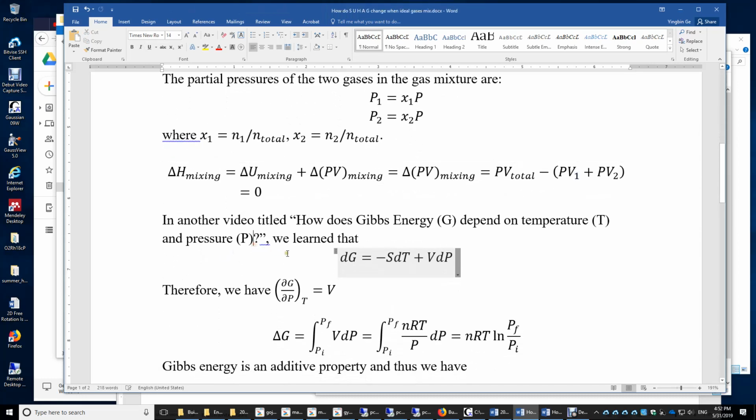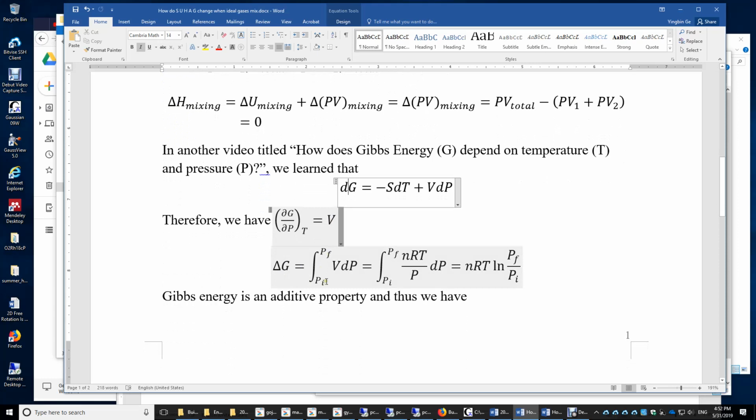In another video titled How Does Gibbs Energy Depend on Temperature and Pressure, we learned that dG equals negative S dT plus V dP. Therefore, if the temperature is constant, delta G over delta P is equal to V, and delta G is the integral of V dP. For an ideal gas, volume is nRT over P, and then we integrate this to get nRT times the logarithm of P final over P initial.